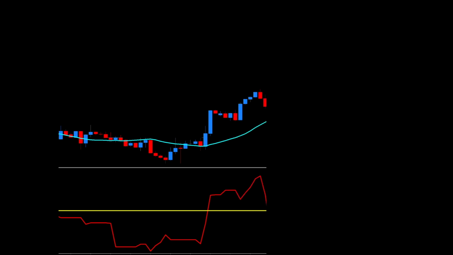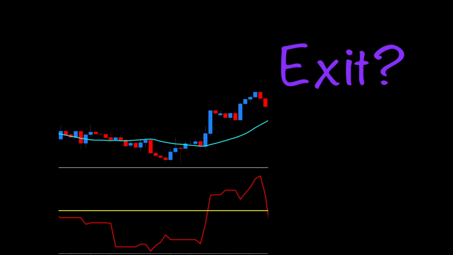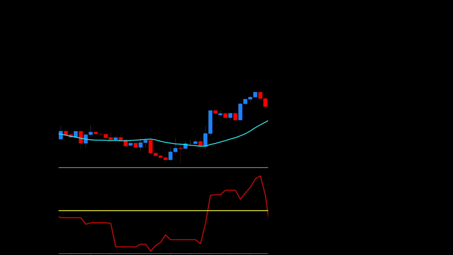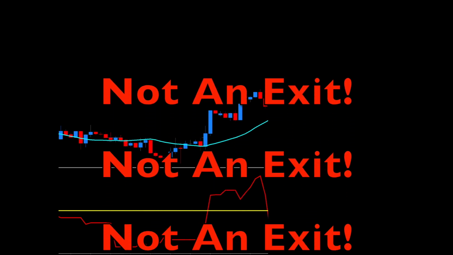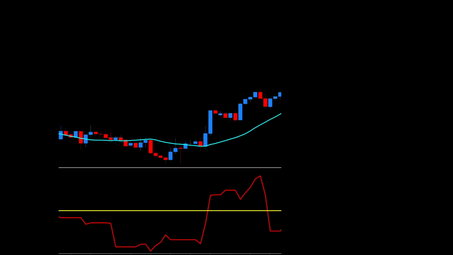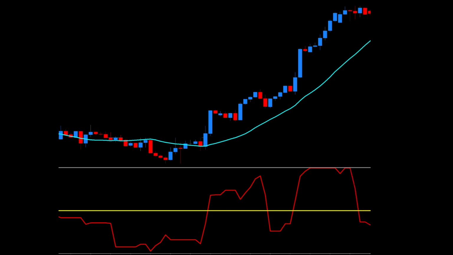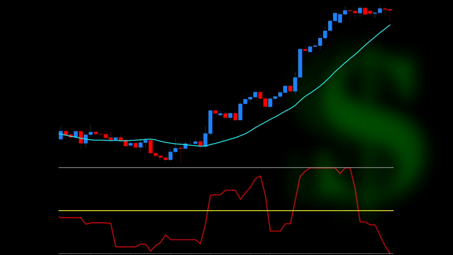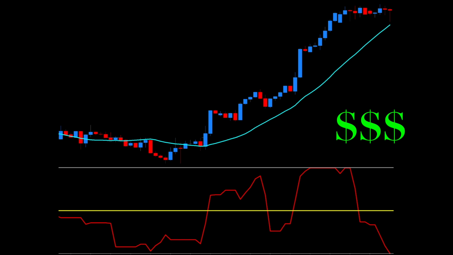Our volume indicator has crossed below the midline. Does that mean exit? You remember the rules we talked about earlier, right? If you do, then you know that you never use a volume indicator to exit. So we press on. That was a hell of a run. Proof positive why using volume can increase the confidence level of a potential trade.